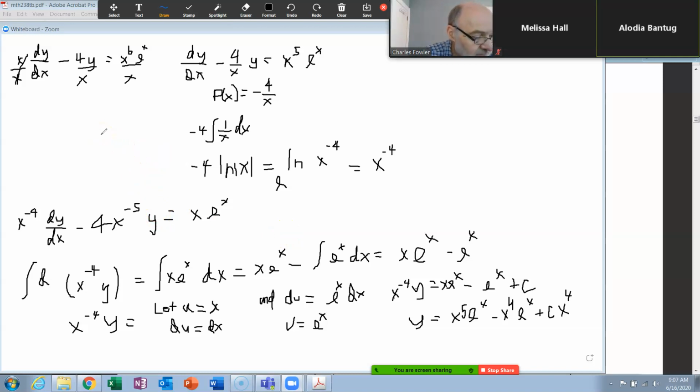Let's see how the book did. y is equal to x to the fifth e to the x minus 4 x to the fourth e to the x plus c x to the fourth. Perfect. Very good.